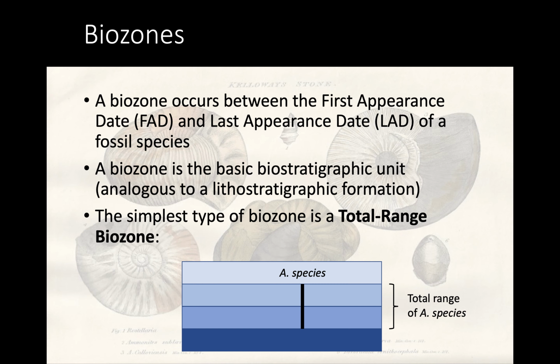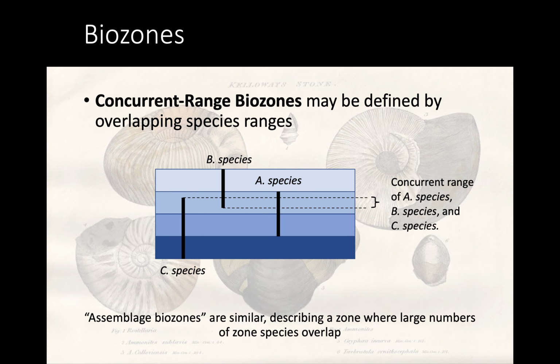Like, when did the last T-Rex finally kick it? We don't know. Sorry, T-Rex, that was incredibly disrespectful. Okay, so we always remember that our total range biozones may change. We might find new evidence, things like that. A concurrent range biozone might be defined by overlapping species ranges. So for example, we can take the time where A, B, and C all lived to get a very specific chunk of time between that. This is a concurrent range biozone.